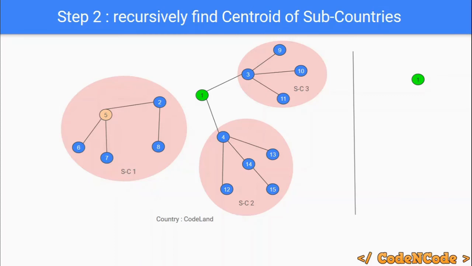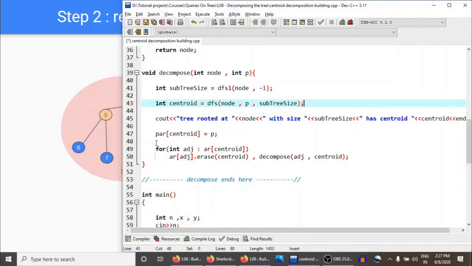So basically recursively it will keep decomposing until it reaches a single node. From there it would return, because if there is only a single node, you don't need to decompose it.